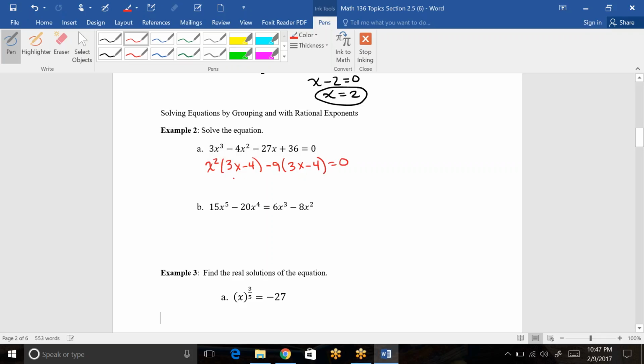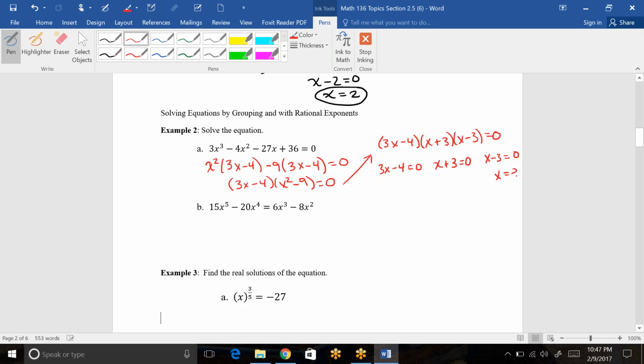Notice that we get a matching 3x minus 4, but we also get an x squared minus 9, and x squared minus 9 factors again. It's two perfect squares, and it has a minus sign between them. So we get an x plus 3 and an x minus 3 equal to 0. So anytime you have this completely factored, you set each part equal to 0 and solve for the pieces. And x minus 3 equals 0.